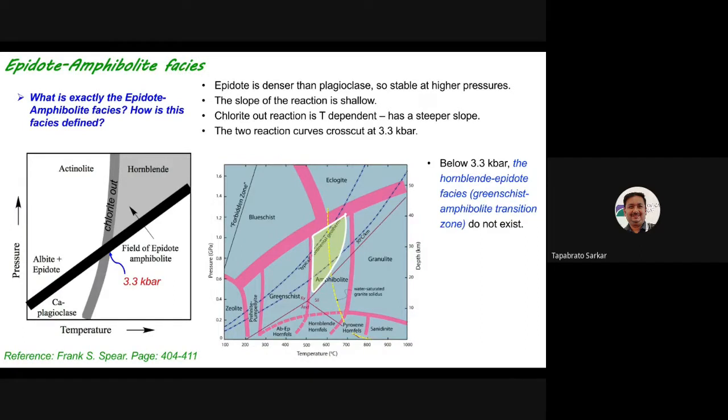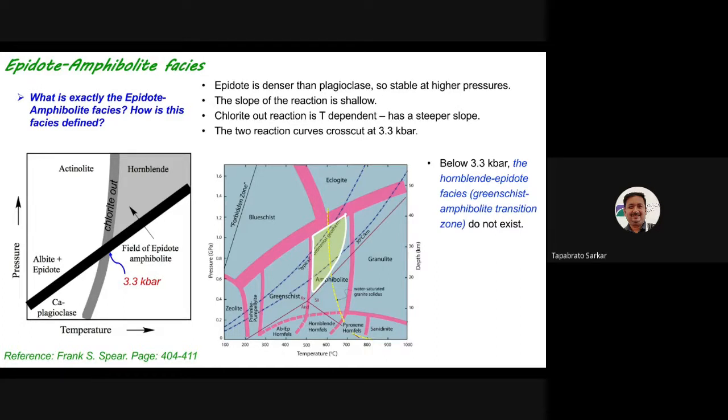Right. So there is another term that you will commonly come across, which is the epidote amphibolite facies. This is not in the facies diagram because it is a special nomenclature. What we actually mean by epidote amphibolite facies is that within the amphibolite facies condition, epidote is also stable.